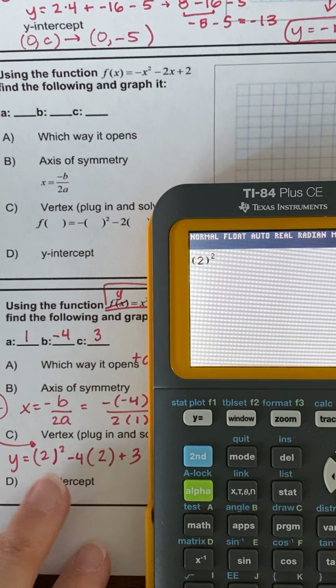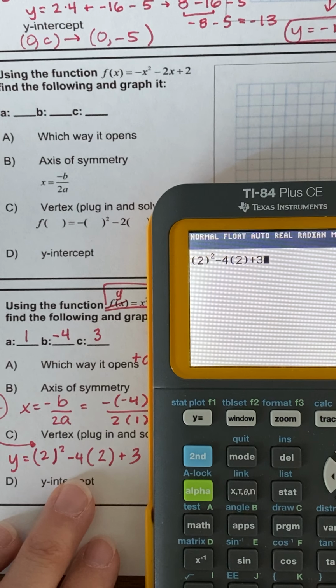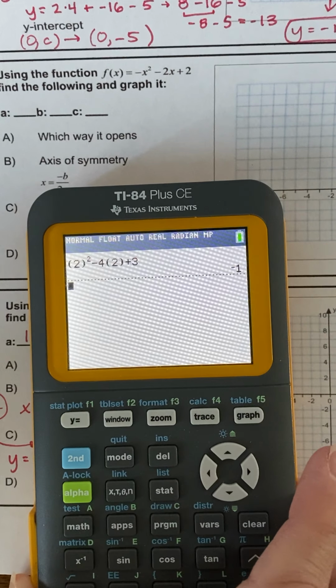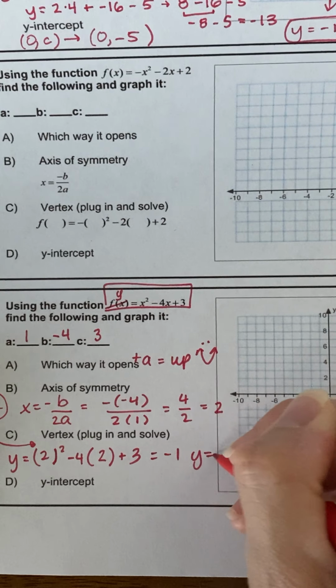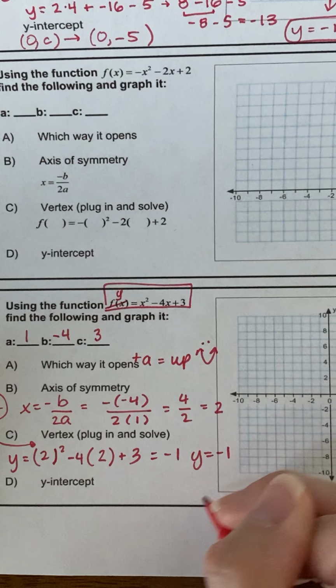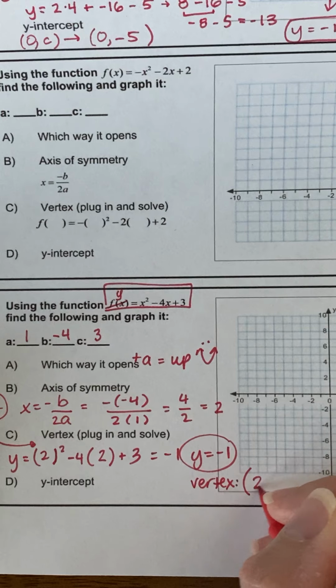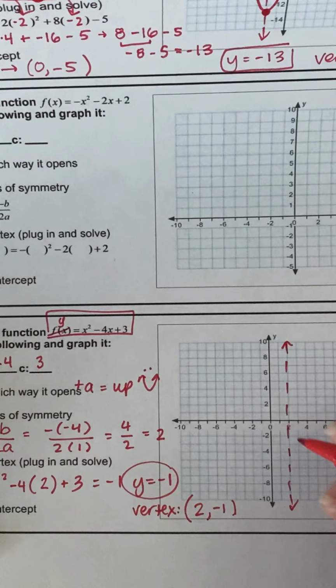Okay, so 2 squared minus 4 times 2 plus 3 equals, it was a mystery, you can't see it, negative 1. All right, so that's negative 1. So y equals negative 1. So my vertex is (2, negative 1). So I'm going to graph that.